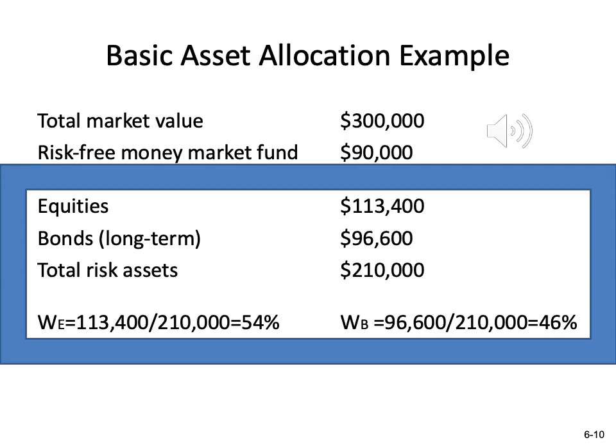Similarly, we can calculate the weight of the bond, which is the bond market value, $96,600, divided by the total risky assets market value, which is $210,000. So the ratio is 46%. A second way to calculate the bond weight is 1 minus the equity weight, because the sum of the two will always add up to 100%.